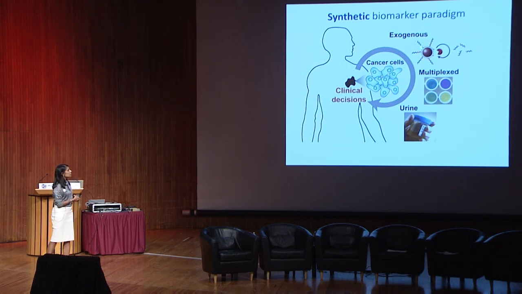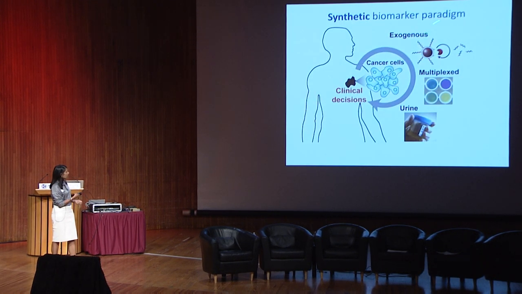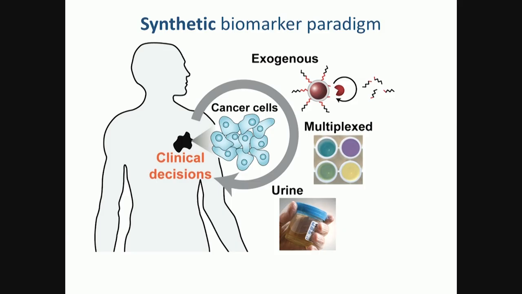And then if you make different flavors of these, then you can have different reporters that you barcode, and then you can multiplex the signal. So these are exogenous agents. They enter into the tumor microenvironment. They're catalytically activated. They can be multiplexed, and then they can be concentrated into the urine. And of course, that's 5 liters of blood into a couple hundred mils of urine. So for every copy of an enzyme, you get about a 20,000-fold signal amplification.